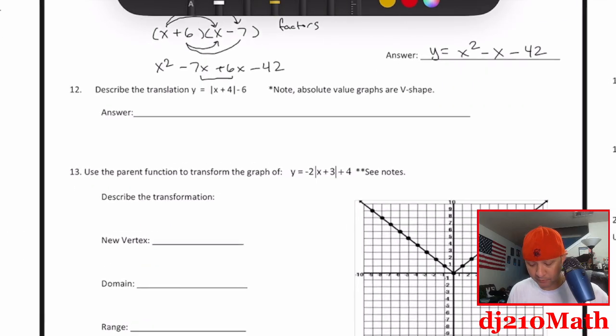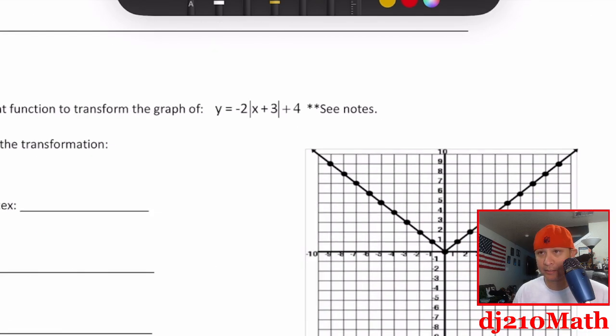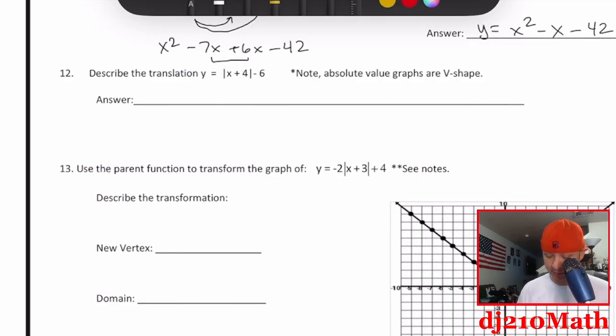Describe the translation. Absolute value graphs are V-shaped. Okay. Basically, it looks like this guy right here. All right, what's it going to do? Inside's going to lie. So the inside part, this is going to shift. Which direction? Opposite of what we think. Left 4 units.